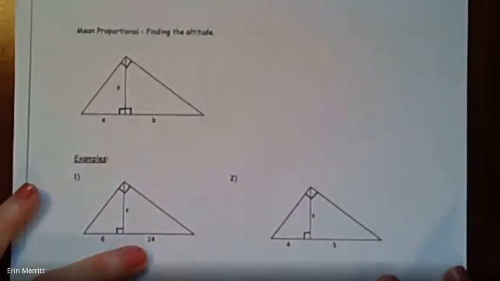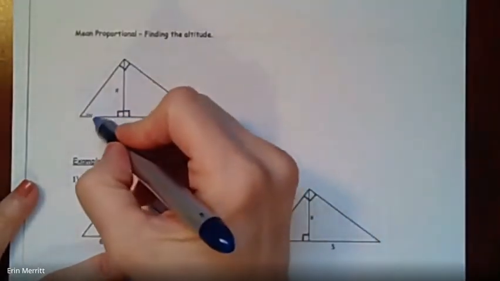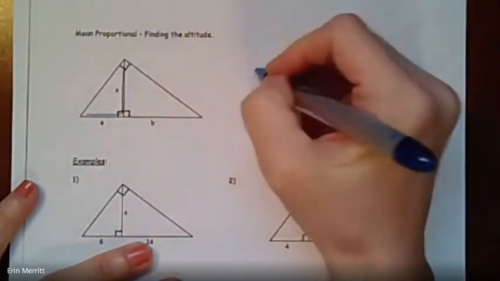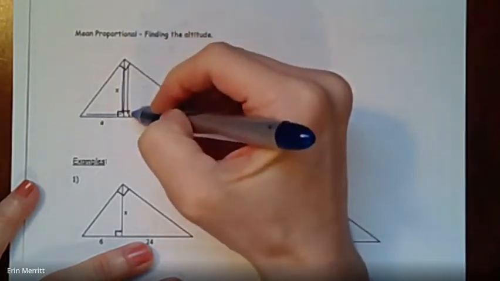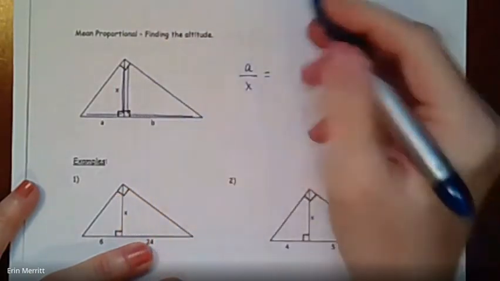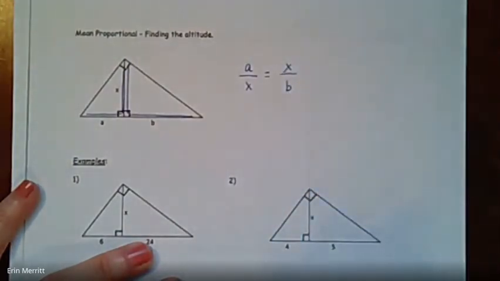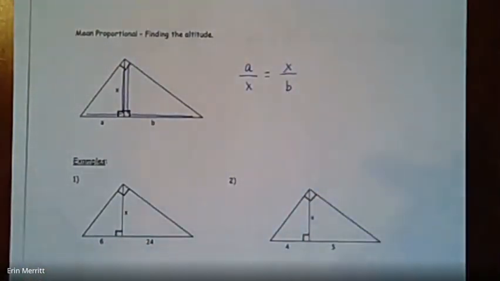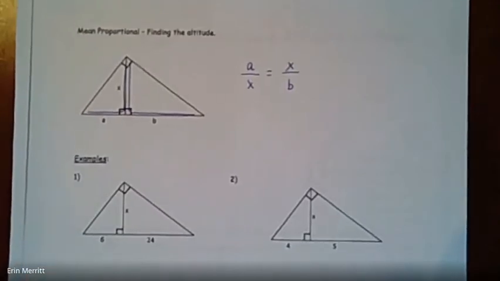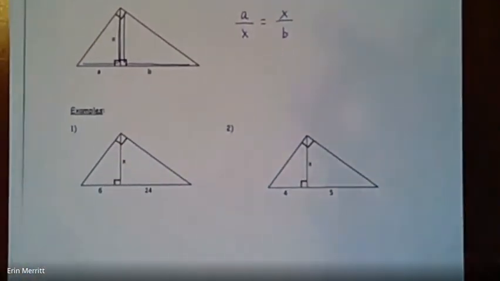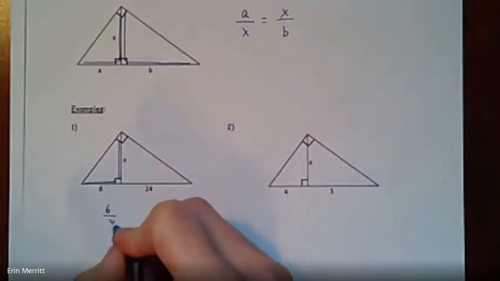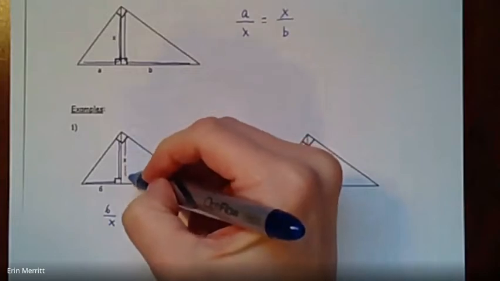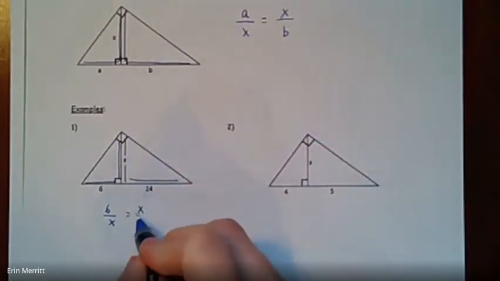So right here, write that rule down one more time. We're going to say that A is to X, so that little segment is to the altitude, as the altitude is to the other little segment here, X is to B. And when I see you in class, I'll show you a little fun trick to remember that. Right? But now if we actually use it to set up the proportion, I'm going to slide on up here. We can say that 6 is to X as, come back down, X is to 24.